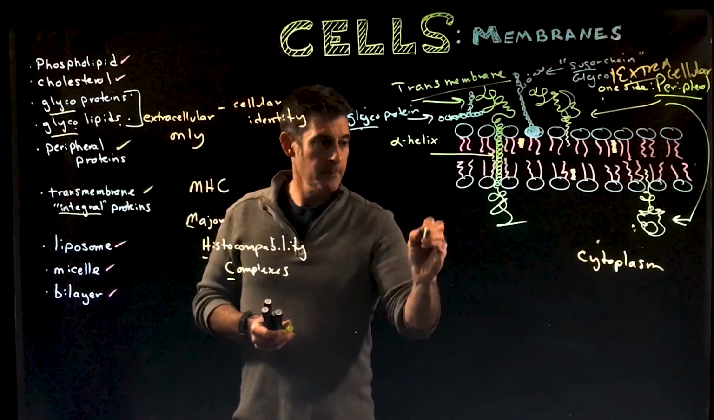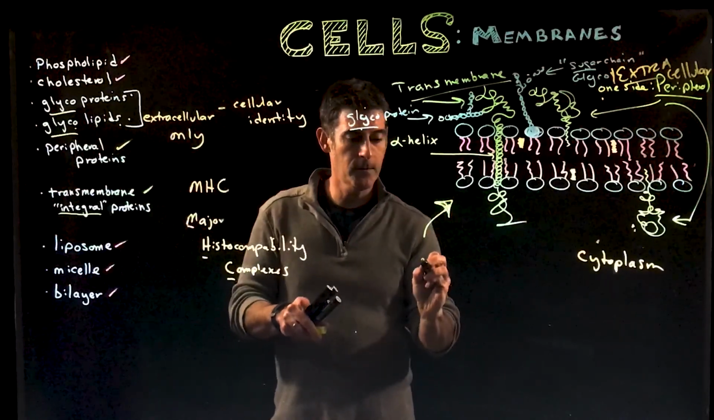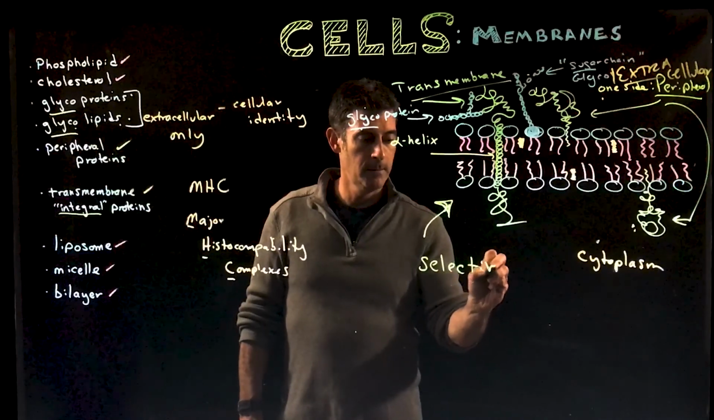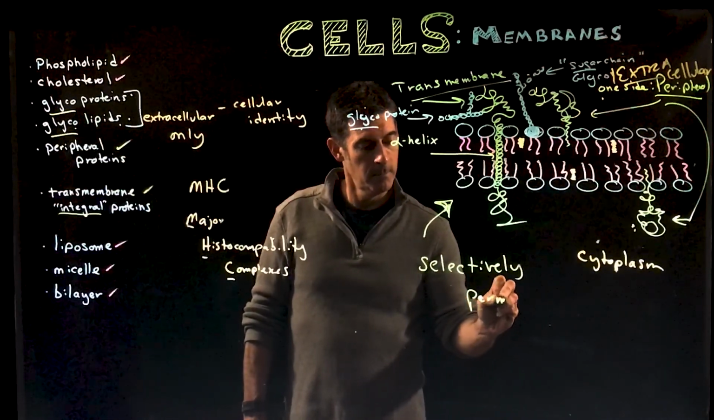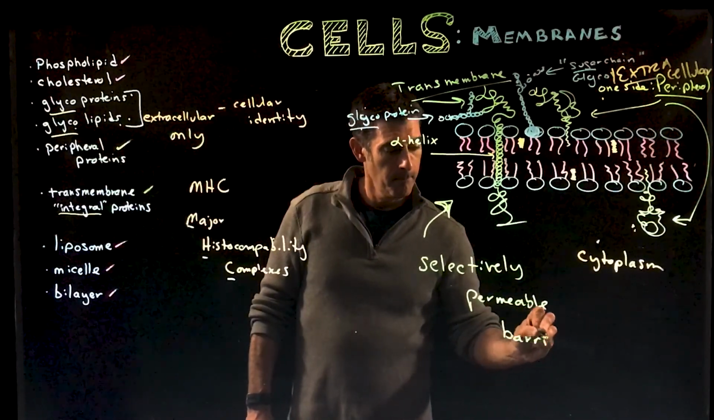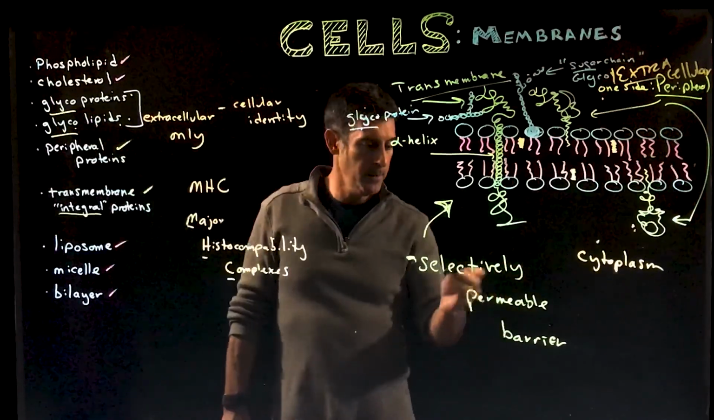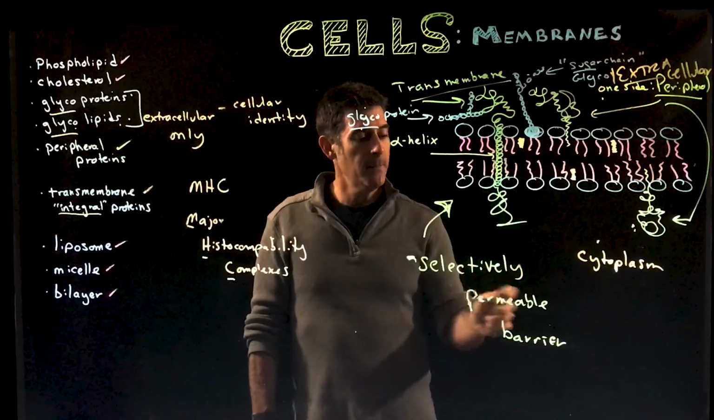The cell membrane itself is called a selectively permeable barrier. Okay, there's no abbreviation for that. It's not like SPB, it's just selectively permeable barrier. That just means a couple things.